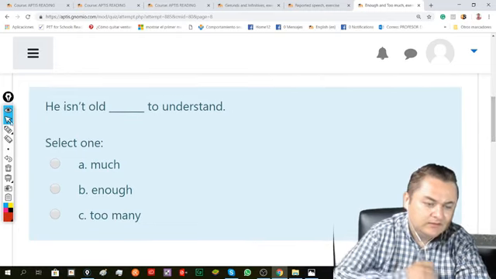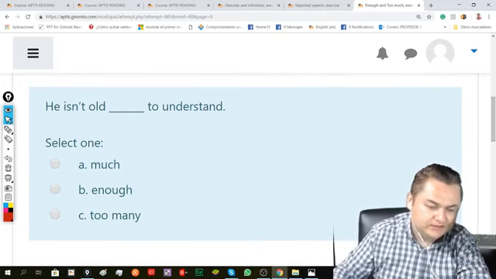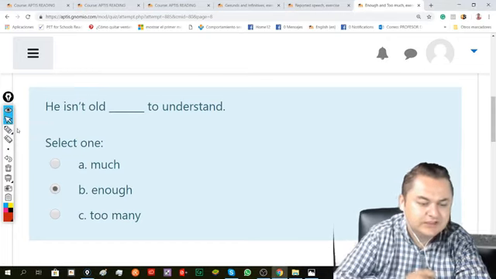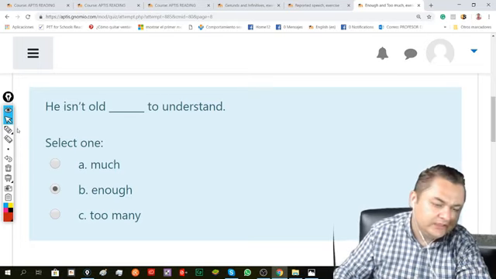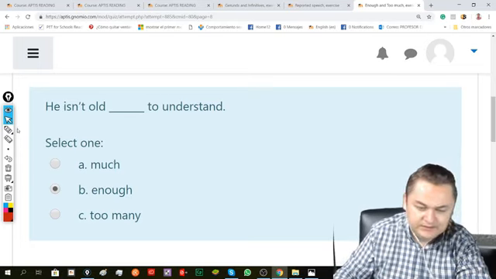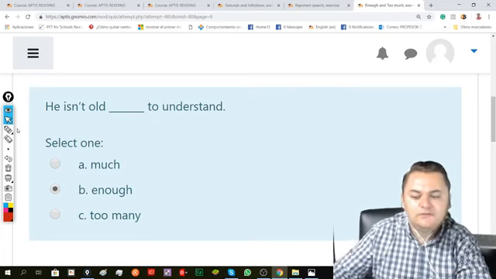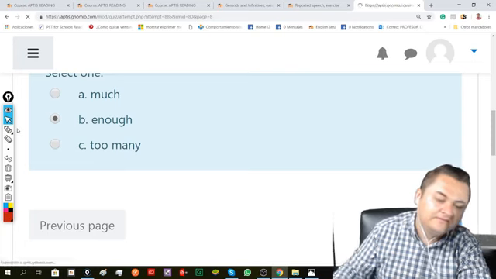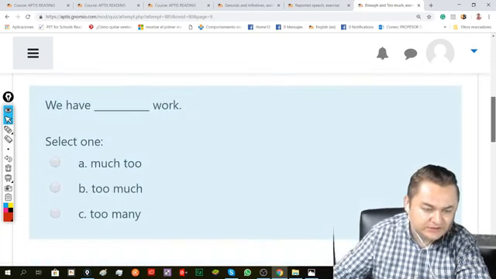Number 9. He isn't old to understand. So, he isn't old enough to understand. He isn't old much to understand doesn't make sense. He isn't old too many to understand doesn't make sense. You say good enough, old enough, big enough. That's what you say. You use enough after an adjective.